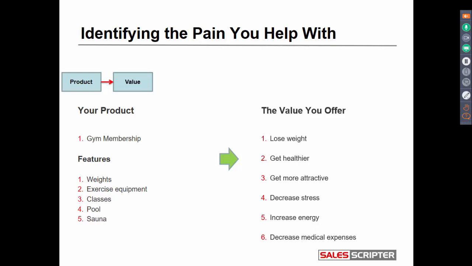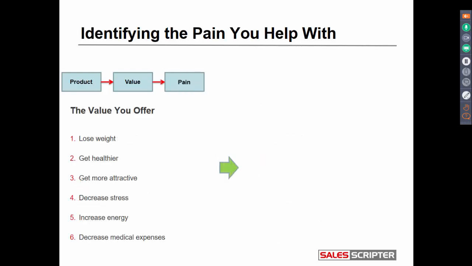Because they're getting healthier and realizing all these other benefits, they might decrease the frequency that they get sick or the frequency that they have to go to the doctor. So they might decrease their medical expenses. That's step one: let's identify the product we offer. Step two was, let's take a derivative of that and think about what are the benefits that those features offer.